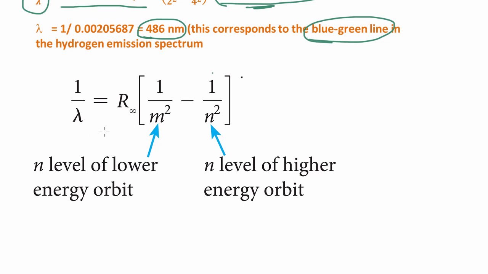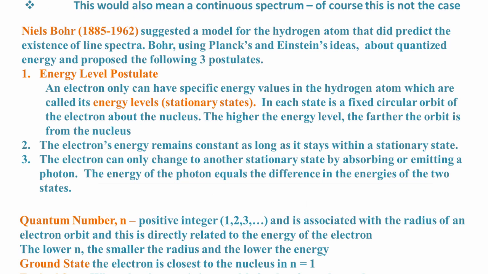Another way that we can represent the formula is the same as before. We have 1 over the wavelength as R, and rather than a 2 here, we have this M. And this is the level of lower energy orbit, and so this would be, of course, the level of higher energy orbit. I'll show you what that means in just a moment.